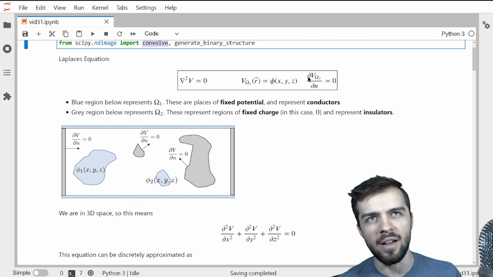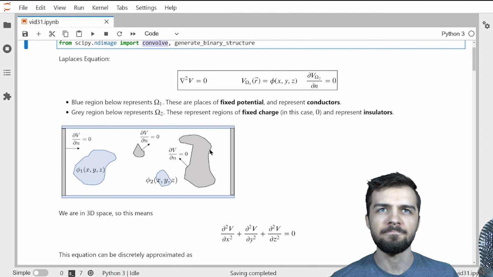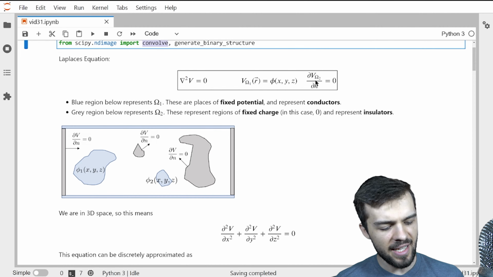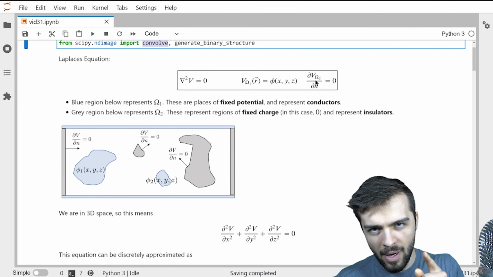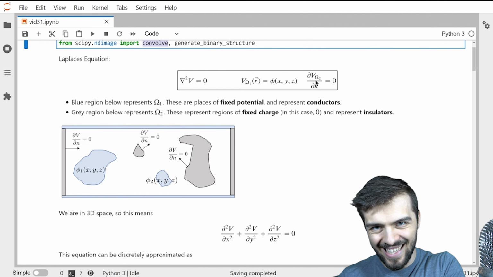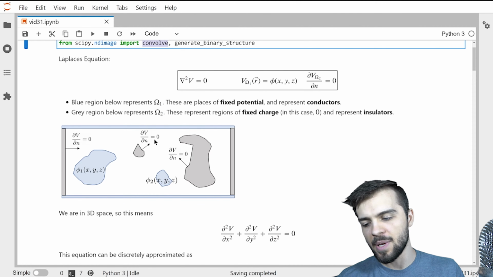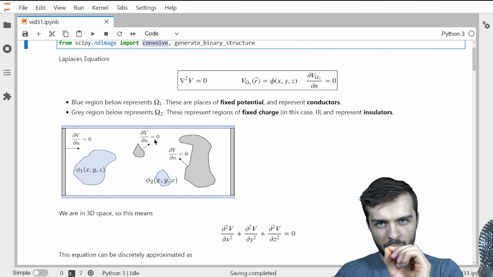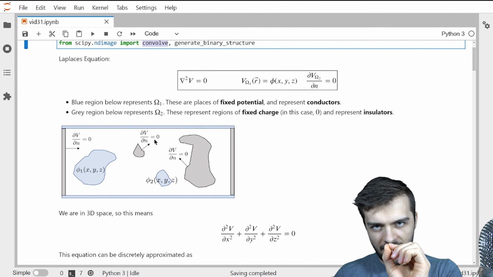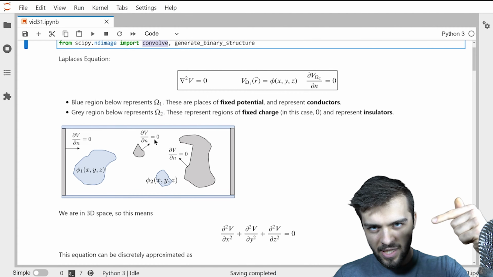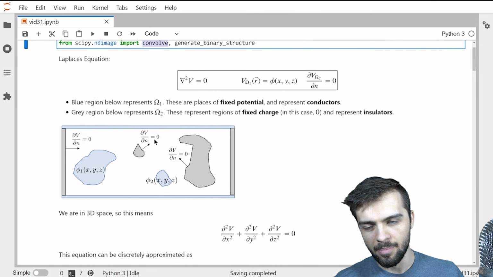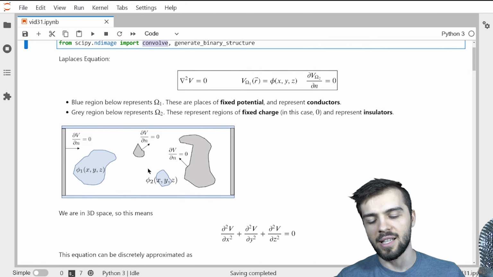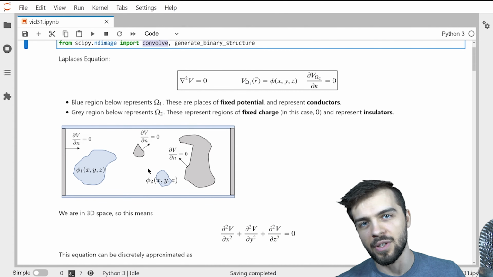You also have another sort of boundary condition here. And it might look confusing. I have dV over dn is equal to 0 in the omega 2 region. And omega 2 is the gray region on this diagram here. And so this represents insulators. And with an insulator, you have no electric field flowing inside the insulator. What that means is, because the electric field is the gradient of potential, right, if I take the derivative of potential going into the insulator, if that derivative is nonzero, it says that there's electric field going into the insulator. But I don't want electric field going into the insulator. That's a property of insulators. They don't have electric field going in them.